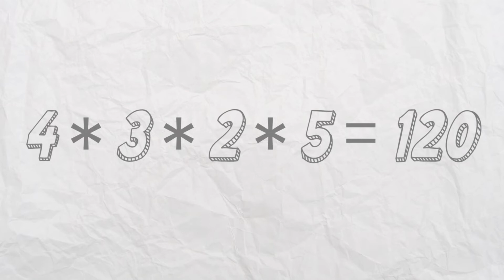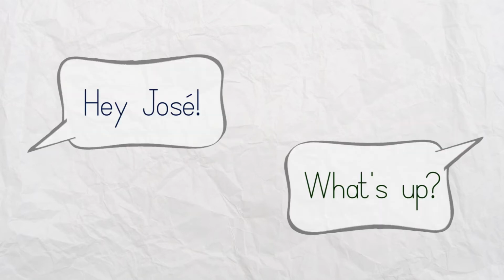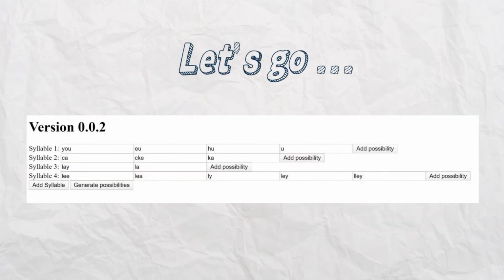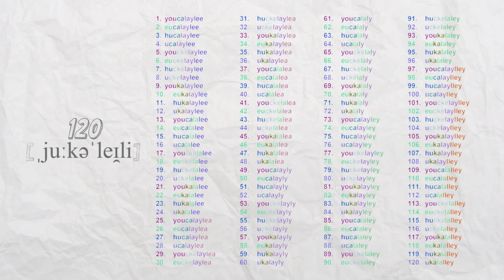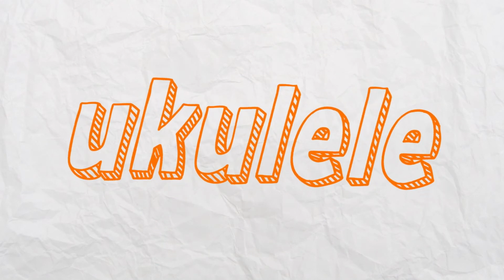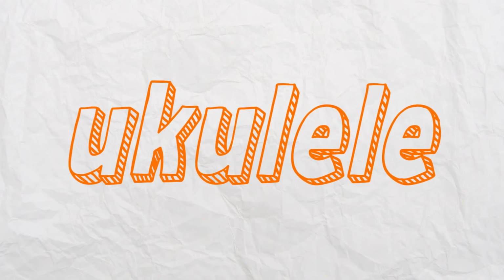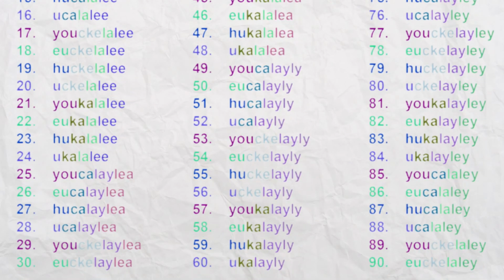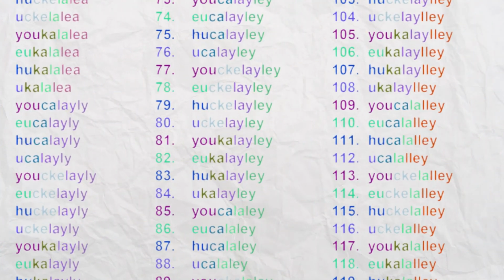Okay, so I want to give a shout out to my friend Jose, because I asked him and he wrote a code for me, like a small program with which I could generate all the 120 possibilities in a color-coded way. I generated 120 possibilities of this word. Considering that the correct spelling of the word is this one, let's see if we have it in any of those possibilities. You see, the word ukulele, it's not spelled in any of those 120 ways.